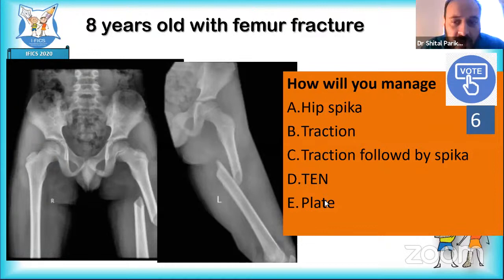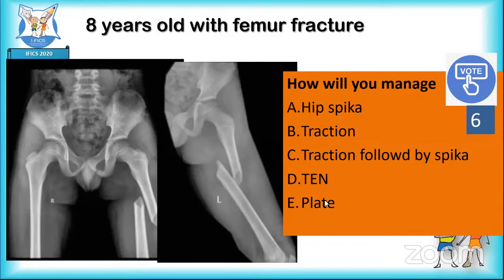I was able to see and to vote. I don't know about others. I think people are voting, almost 102 votes. Let me end it now. And again, most of the people want to go for elastic nailing here.